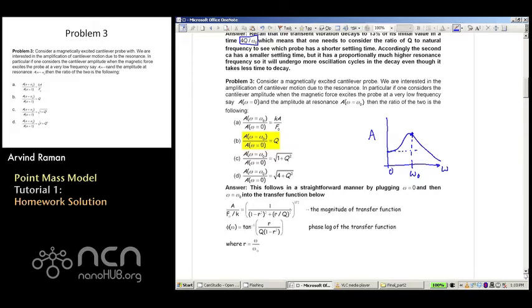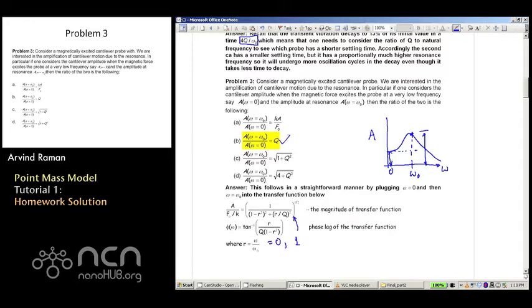In any case, to get to this problem, you just go to the transfer function that we derived in class and set R, which is the ratio of the drive frequency to the natural frequency, to be equal to 0, and then you set it equal to 1 in this expression, and you actually find that the ratio of the amplitude at resonance to the amplitude far below resonance is actually Q.